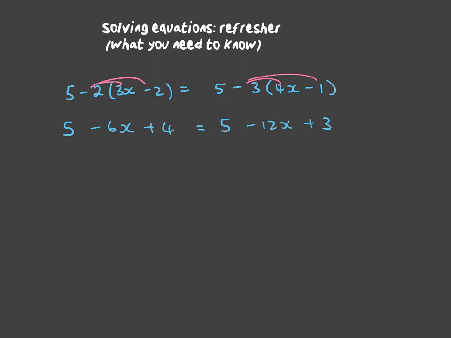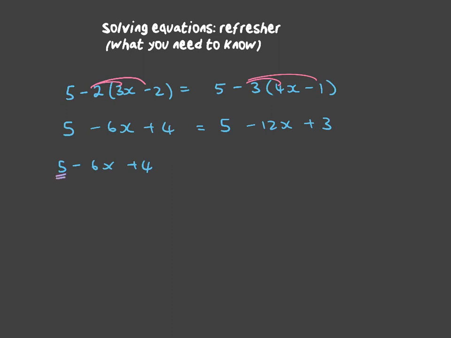And then you decide which one you want. You want your x's on the left-hand side, your constants on the other side, or the other way around, right? X's on the right-hand side, constants on the other side. Okay, I'm just going to do one of them now. So I'm going to put my x's on the left-hand side. So we've got 5 minus 6x plus 4 on the left-hand side.